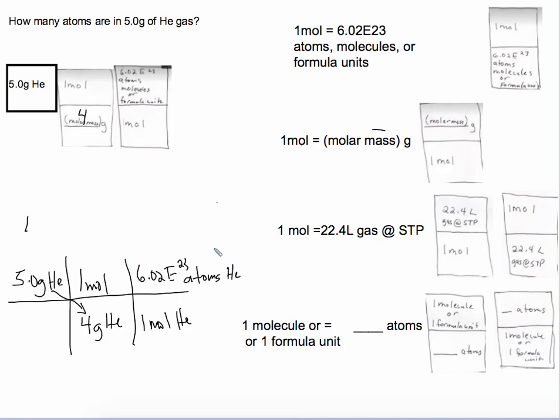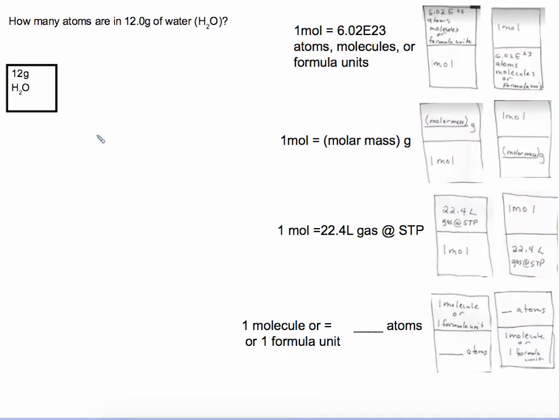And then what we would do is just do the math, and the answer to number 1 is 7.5 e to the 23 atoms. All right. So let's go to the next one, and let's compare this one to the next one.